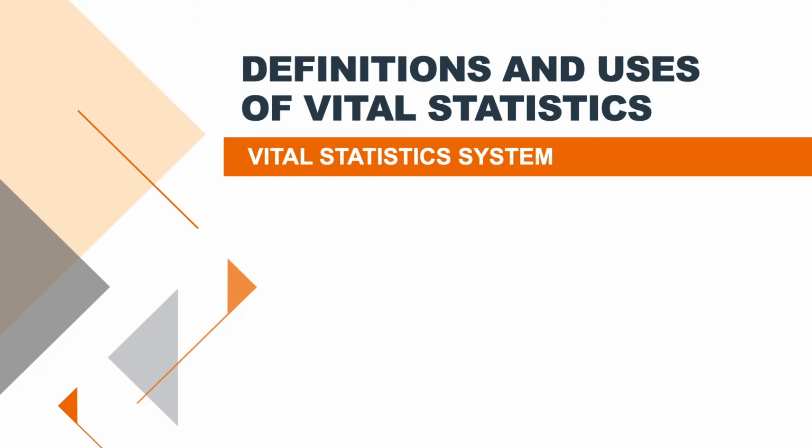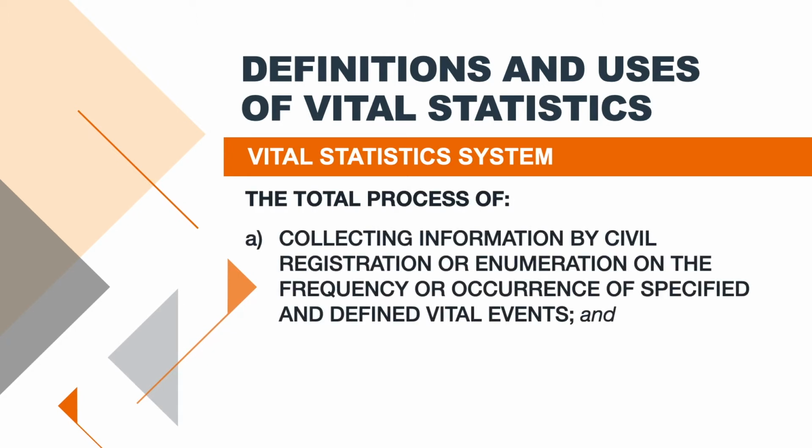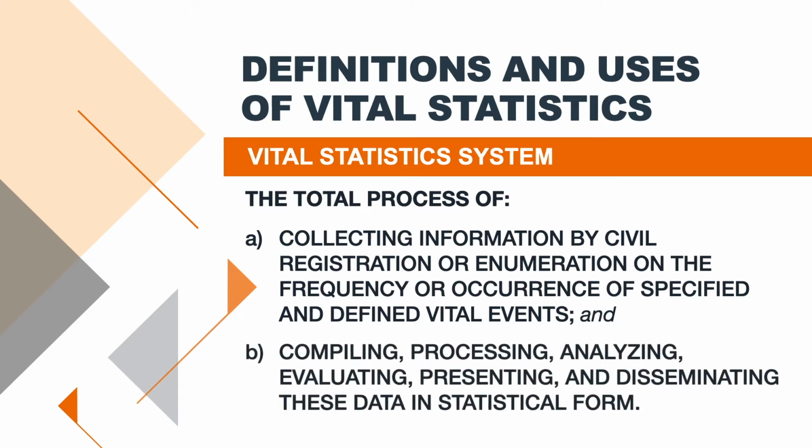A vital statistics system is defined as the total process of collecting information by civil registration or enumeration on the frequency or occurrence of specified and defined vital events, for example, births, deaths, etc., as well as the relevant characteristics of the events themselves and the person or persons concerned, for example, age, sex, etc., and compiling, processing, analyzing, evaluating, presenting, and disseminating these data in statistical form.